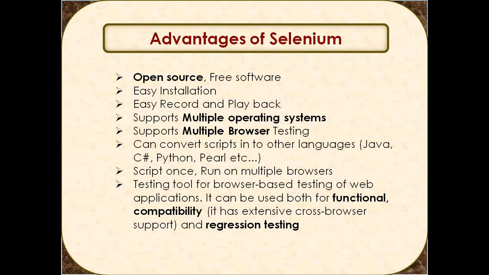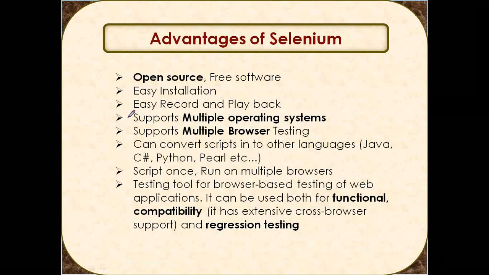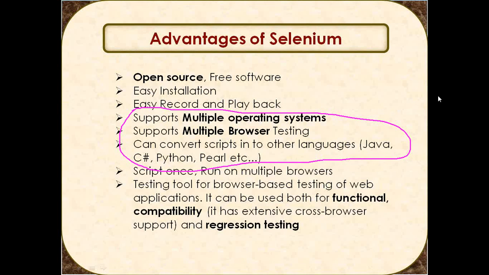Let's assume you are proficient in Java, then you can write your script in Java. If somebody is proficient in C#, they can write their script in C#. So it provides the flexibility of writing your test cases in other languages. And these three are the main features of Selenium compared to other tools: it supports multiple operating systems, supports multiple browsers, and you can write or convert scripts into other languages. Okay.